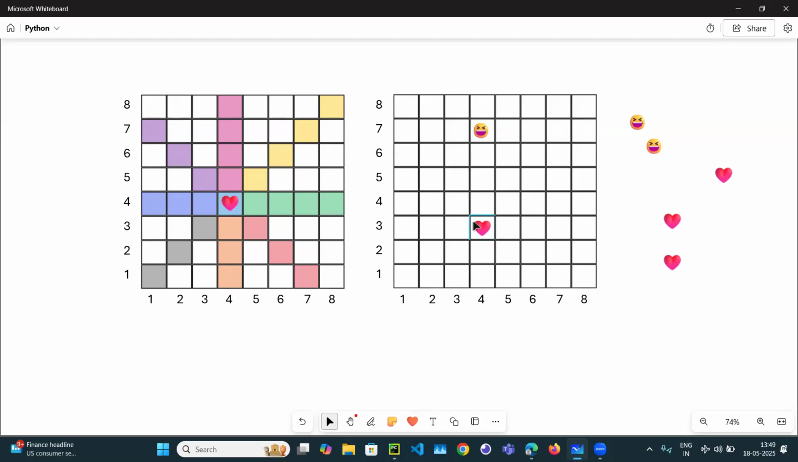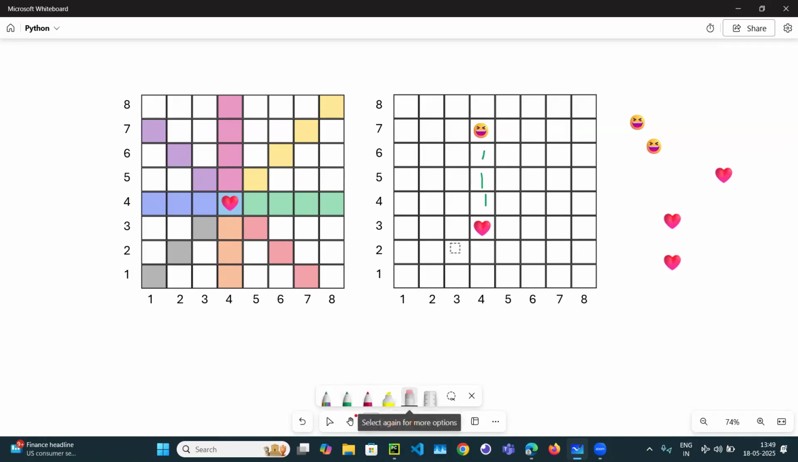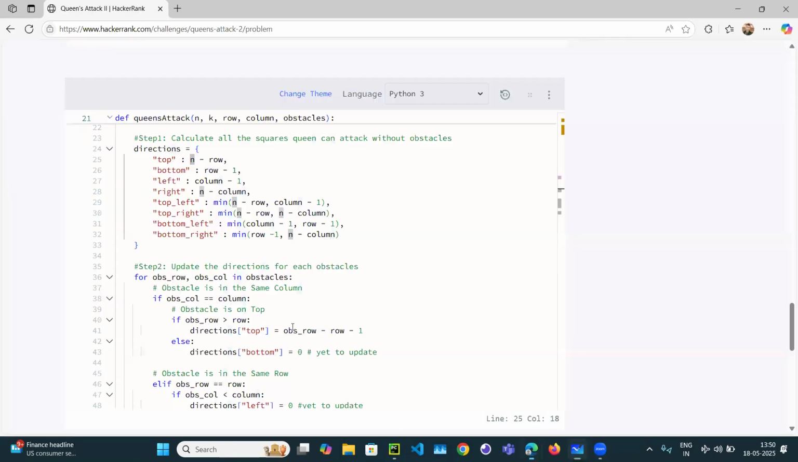Also, by just looking with the naked eye, you can figure it out. Because obstacle is here, so 1 2 3, 7 minus 3 is 4, and because total 1 2 3 4, but you can't include the obstacle. You need to tell how many squares queen can attack. So squares queen can attack is this 1, this 2, and this 3. Only 3 squares it can attack, so again minus 1, right? Okay, so that is done.